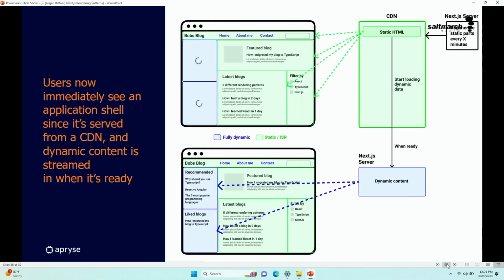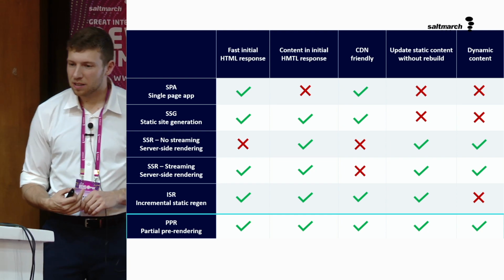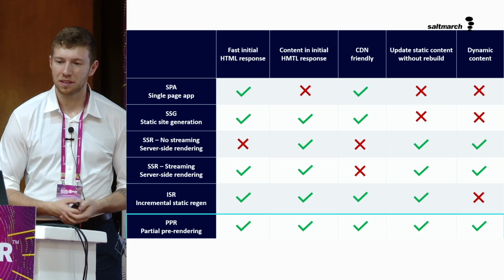So now when your user loads this website using partial pre-rendering, they immediately see an application shell that's served from a CDN. And again, this shell is updated on an interval every 15 minutes. And the dynamic parts are streamed in using React Server components. So this meets all of our requirements we talked about today. It's good for SEO. It allows us to update our website without having to rebuild. And we can support a CDN. And this is the only pattern that supports all of these things. So partial pre-rendering is on its way to becoming the default rendering pattern of Next.js, and I hope the web. I really think this is really powerful.